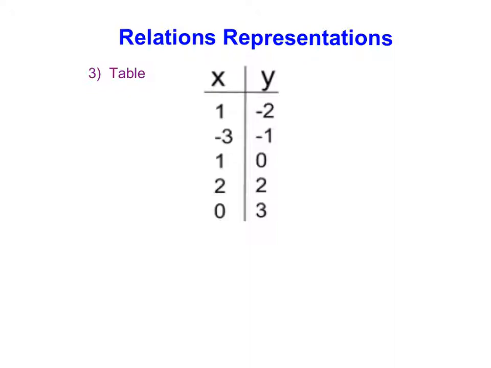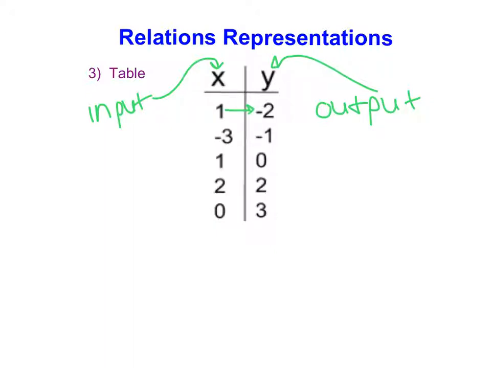The third way to represent a relation is to utilize a table. So here you can see we have x and y values. Remember, your x values are your input values. Your y values are your output values. And what we can see here is the input of 1 pairs with the output of -2.